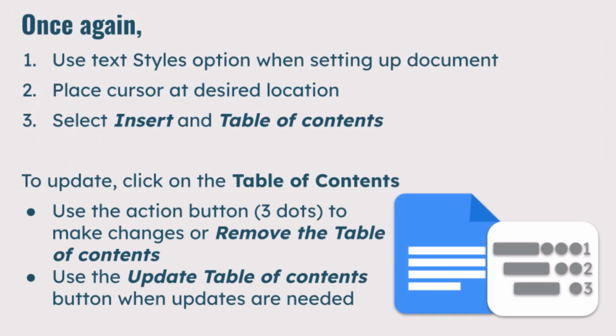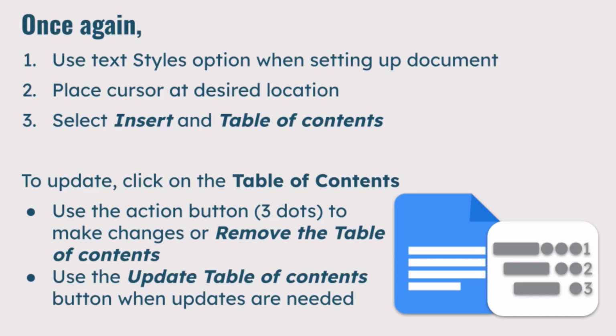Once again, use the text styles options found in the toolbar when setting up the document. Place the cursor at the desired location for the table of contents. Then, at the toolbar, select Insert and scroll down to select Table of Contents to add it to the document.